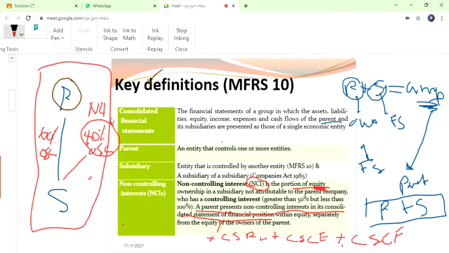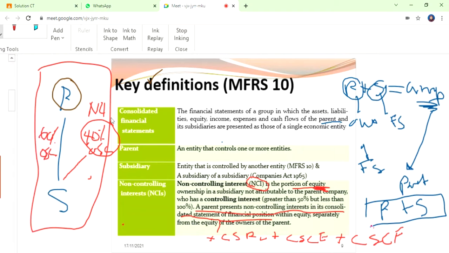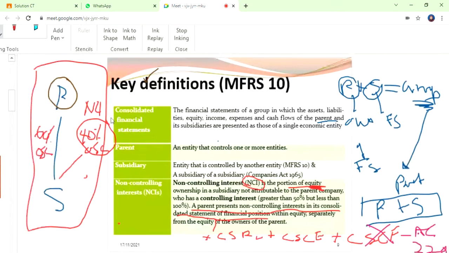Maksudnya tadi dalam kesemua consolidated financial statement perlu ada menunjukkan the NCI interest. But for now, under FAR 320, you don't have to worry about the consolidated statement of cash flow. Yang ni awak akan belajar bila masuk AC 220. Okay, FAR 620. So the focus now is only on these financial statements.